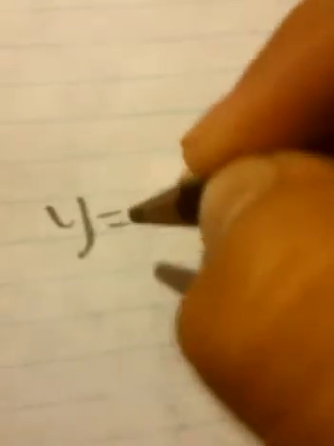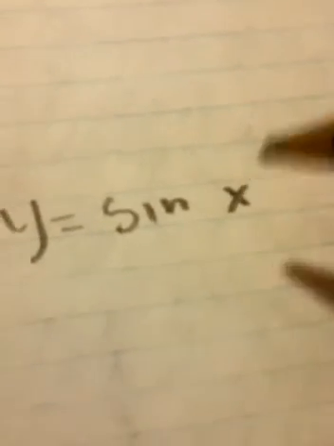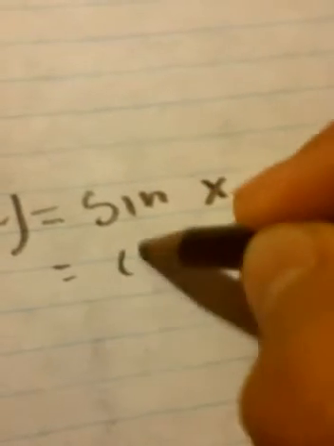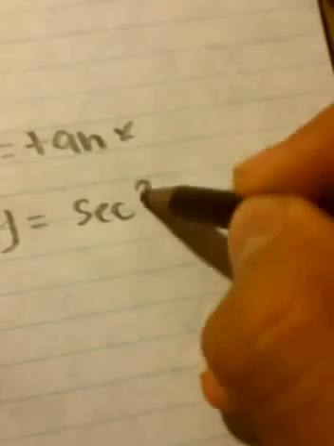Now we're going to apply trig functions. An example is y equals sine of x. And when you derive that, you get cosine of x. Another example I have is tangent of x. If you derive it, you get y equals secant squared of x.